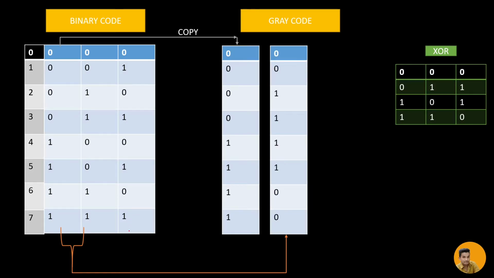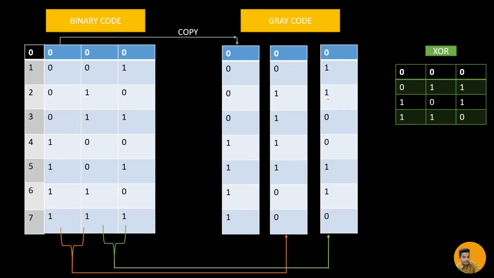So we perform the XOR operation on these two and we get this result. Then we perform the XOR operation on these two and get this. So this is nothing but gray code. So this is the method to convert a binary code to gray code, and that's what we are going to do.